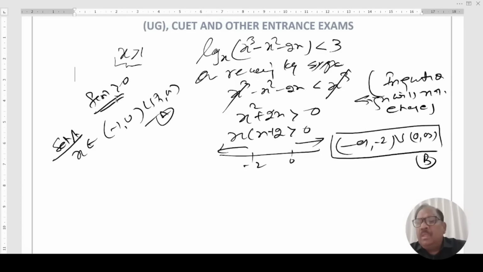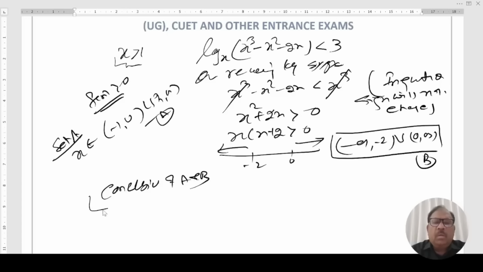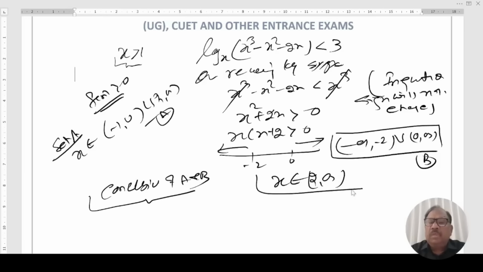Right? In that case, conclusion of A and B. This says 0 to infinity, this says minus 1 to 0 union 2 to infinity. And x is greater than 1. So this will be equal to x belongs to (2, infinity). This is the conclusion.